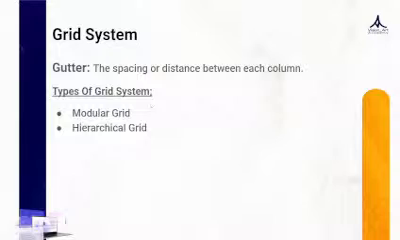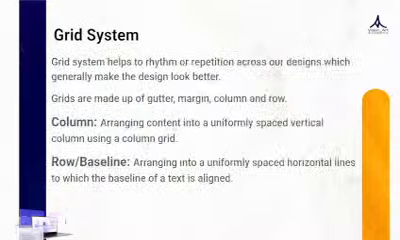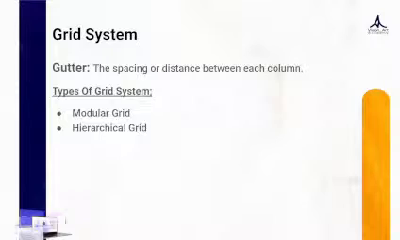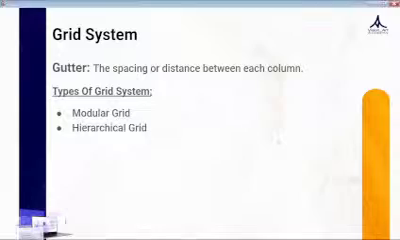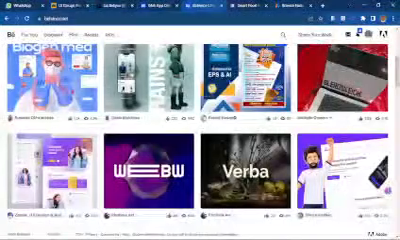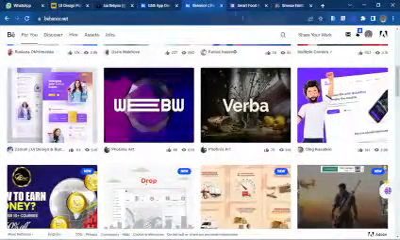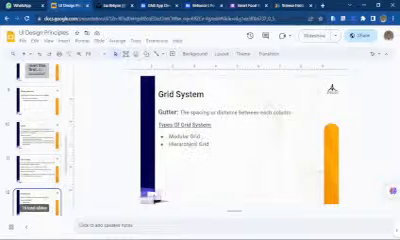Now we have the types of grid. We have the modular grid and the hierarchical grid. I said earlier that the grid is how you structure your design. It helps to create rhythm or repetition across our design, which generally makes the design look better. Now the modular grid is what is used here. This is a modular grid where everything is the same. So it is mostly used in e-commerce and platforms like this.